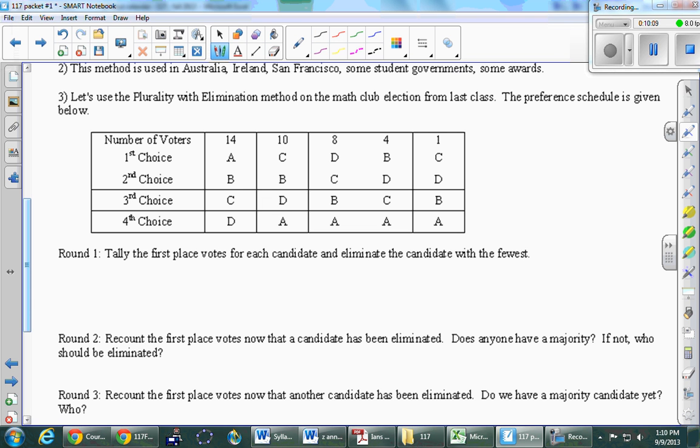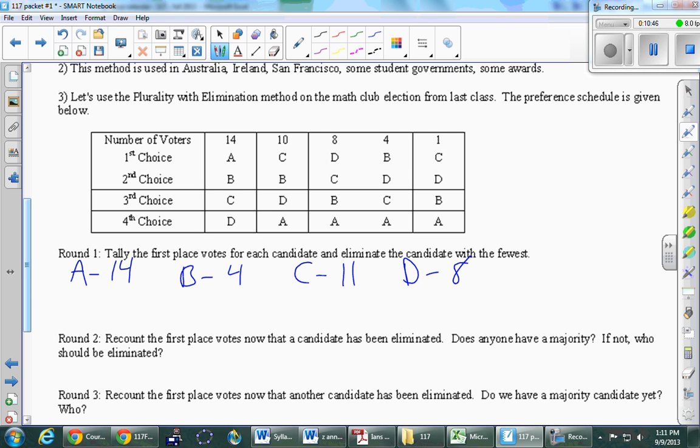Okay, so we've seen this preference schedule already. It's the same. Round one, tally the first place votes for each candidate. Okay, let's give it a shot. So we need A, B, C, and D. First place votes only. How many first place votes does A have? 14. How many first place votes does B have? It's 4. C is a little bit more complicated because C appears in 2 columns. How many first place votes do they have? 11. And then D only appears once with how many?